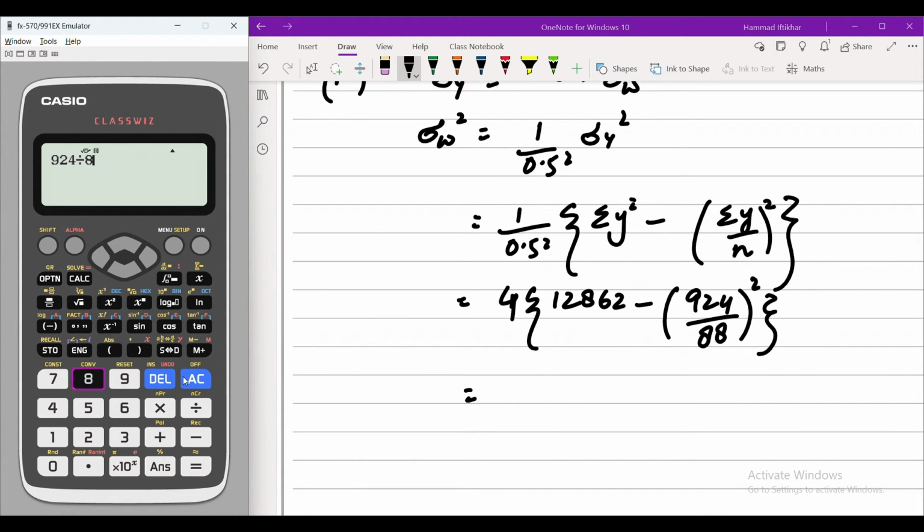So 924 divided by 88 squared, 12862 minus answer times by 4. That is, no, wait, sorry. This is obviously some mistake. Sorry, I forgot this 88 over here. My bad.